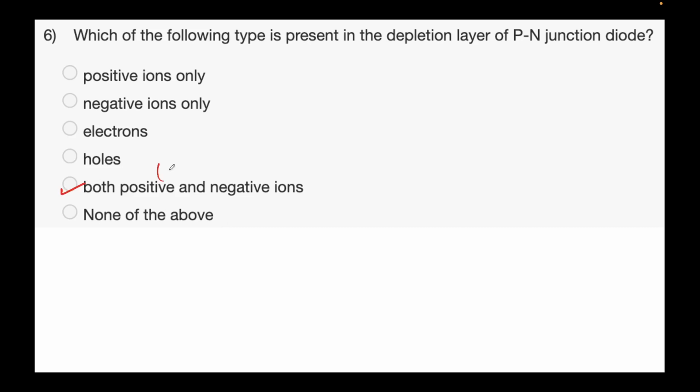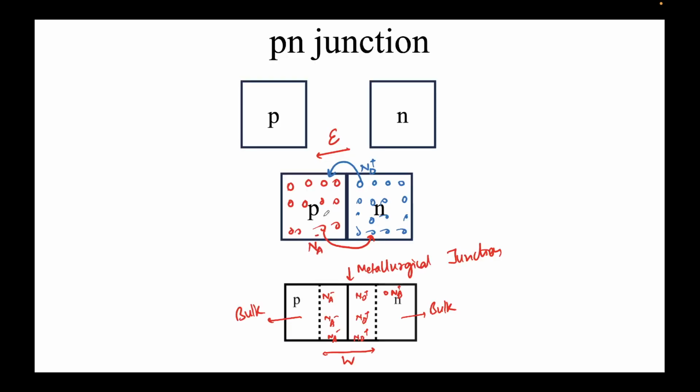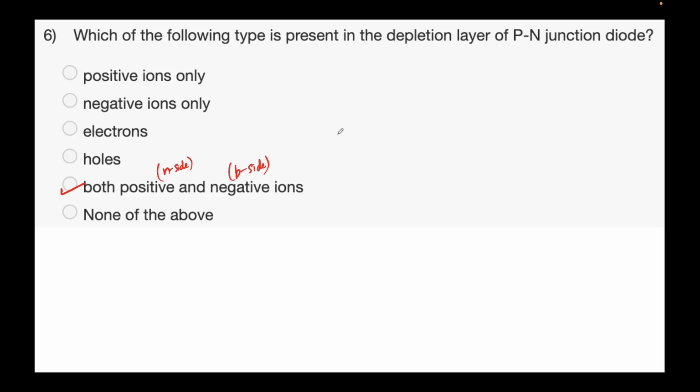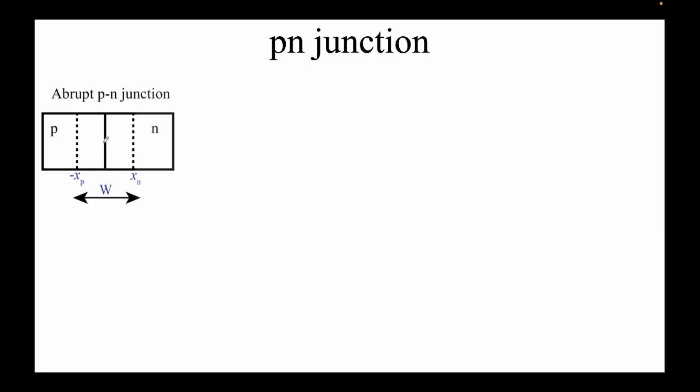This is on the n side, negative ions will get on the p side. And you also saw there's an electric field, that is, this is the built-in electric field that we'll see in further details. So this is the junction that we saw.